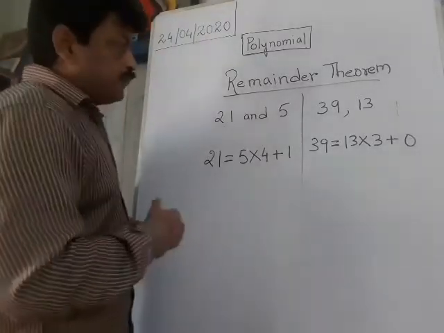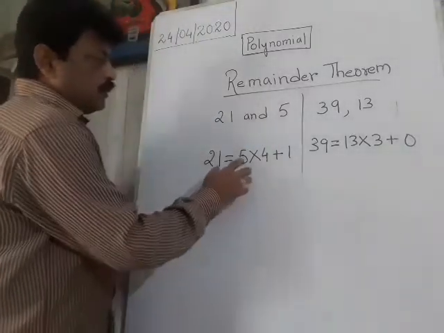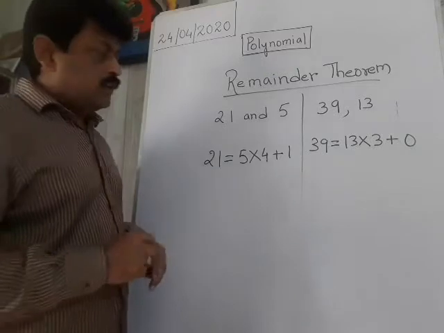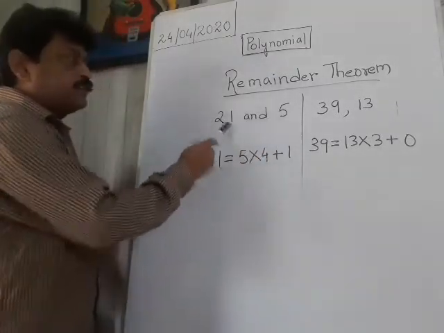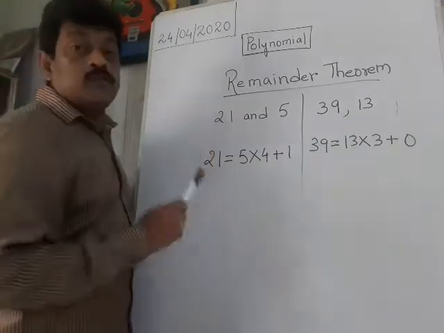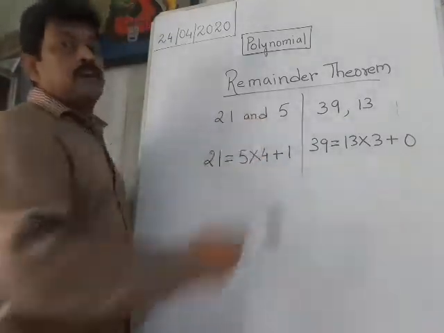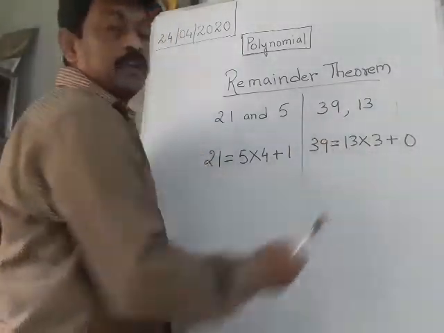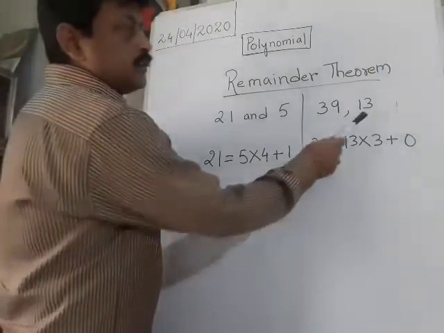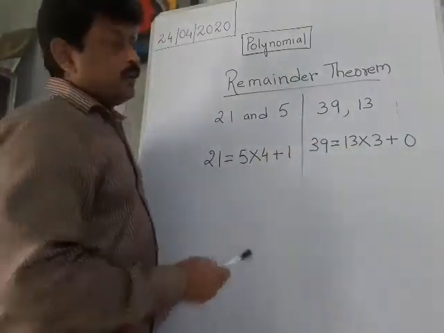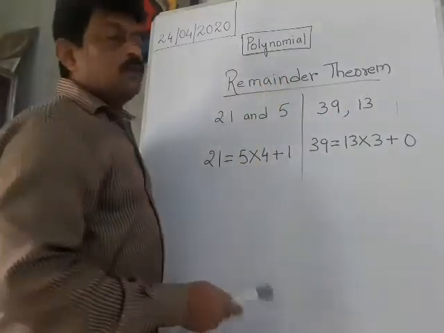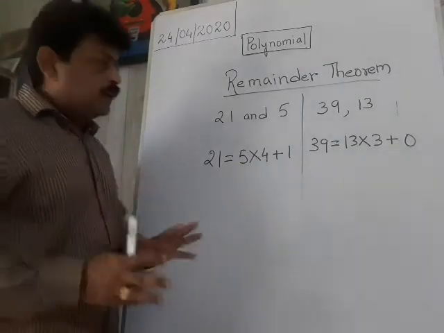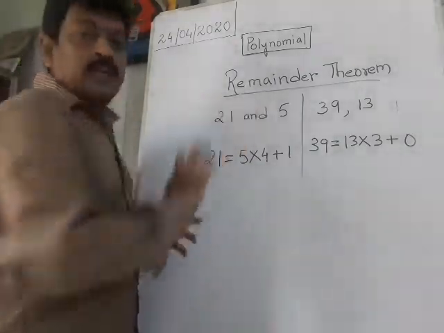Now consider these two examples. Here when 21 is divided by 5, I am getting the remainder as 1. So I can say that 5 is not a factor of 21, or 21 is not a multiple of 5, because the remainder is 1. But here 39 when divided by 13, we are getting the remainder 0. So we can say that 13 is a factor of 39, or 39 is a multiple of 13, because we have obtained the remainder as 0. Hope you have understood factor and multiple when one real number is divided by another.